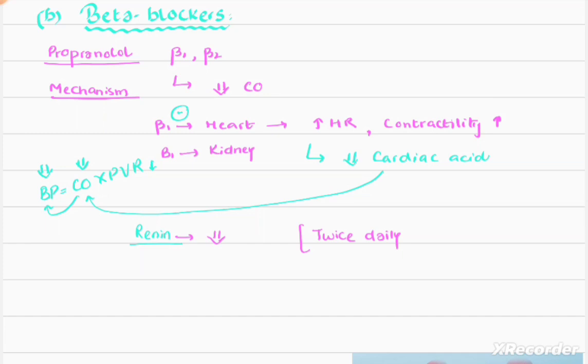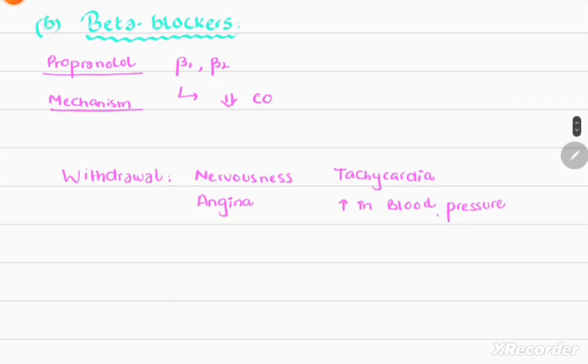When beta blockers are discontinued after regular use, patients may experience withdrawal symptoms as well. Symptoms that are seen with the beta blockers are usually nervousness, angina, an increased intensity of angina, increased blood pressure, and tachycardia. Therefore, the beta blockers should never be discontinued abruptly.